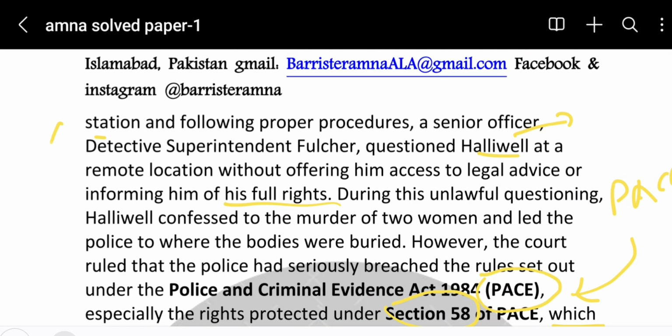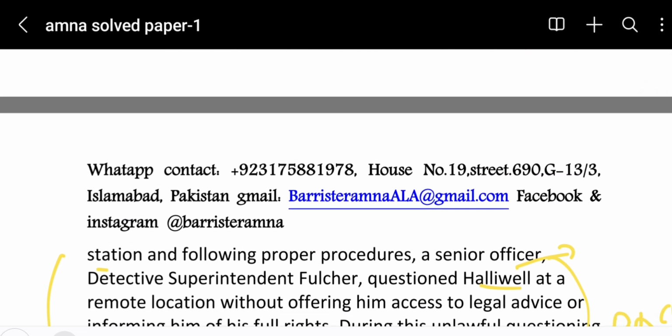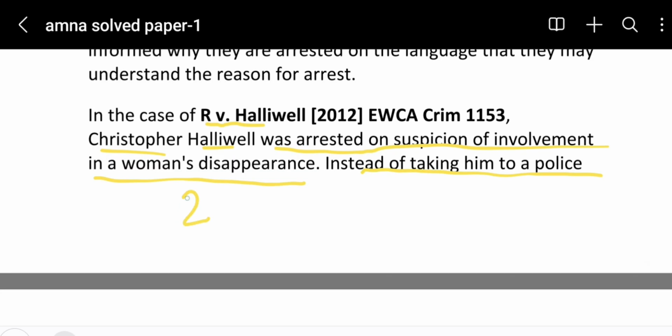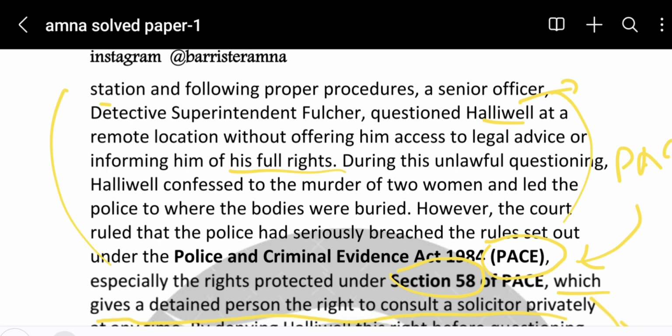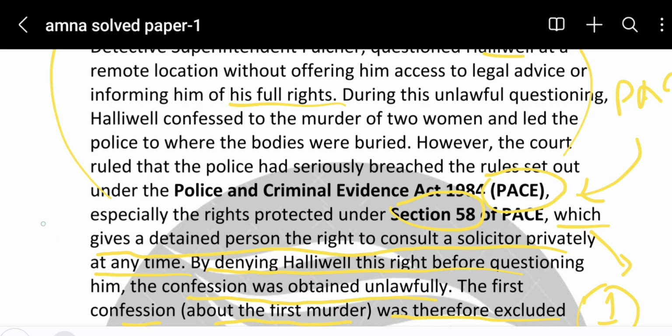Furthermore, if you have mentioned this whole case of Halliwell, you will also get 1 mark or maybe 2 marks, because if you're explaining this case, including explaining the section, you will definitely get 3 to 4 marks only from this paragraph after explaining properly the case and the section.